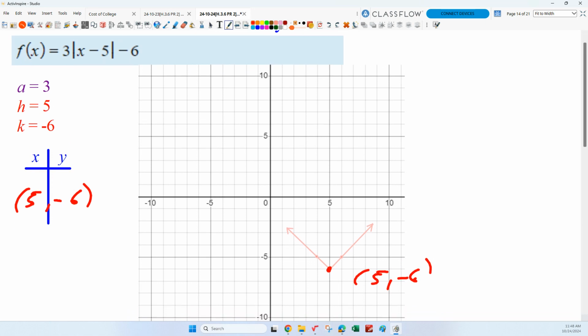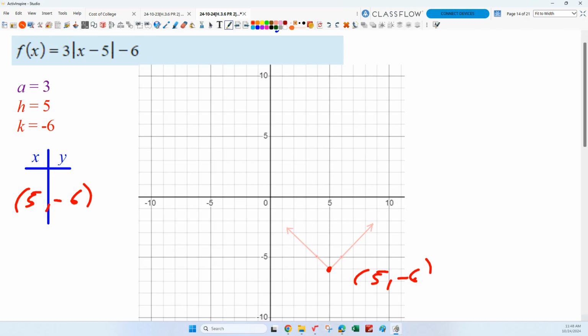There's my function. How do I use a t-table? I plug in x values and calculate y values, don't I? Right? So let's try it. What's another x value I could plug in? I mean, I could plug in lots of them. I could plug in like 0.